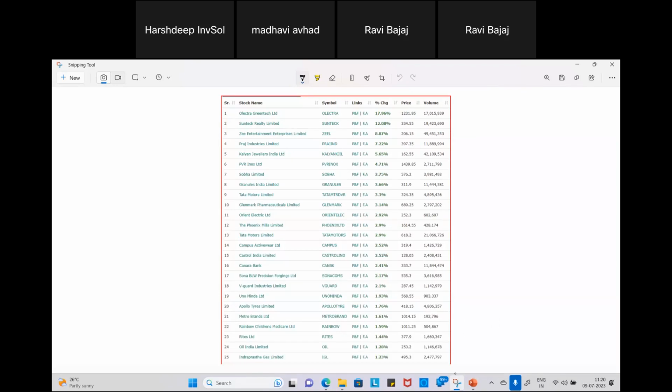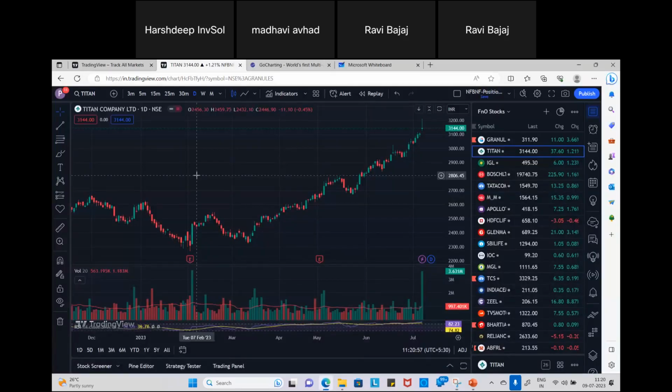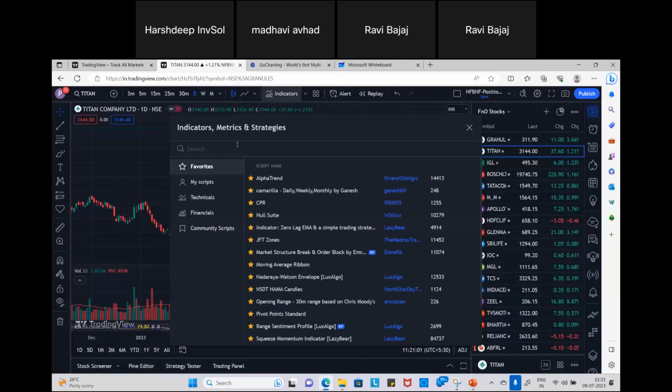Okay. So let's go on to the chart. So the first indicator that we will be using is Supertrend.